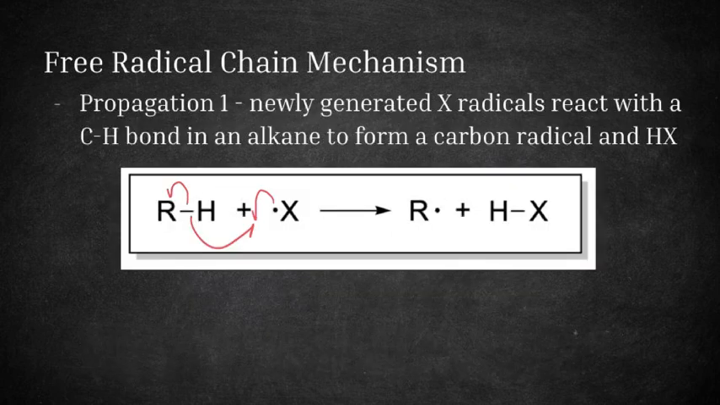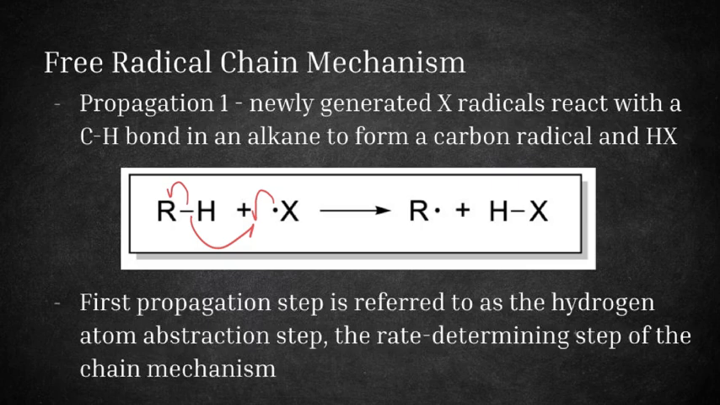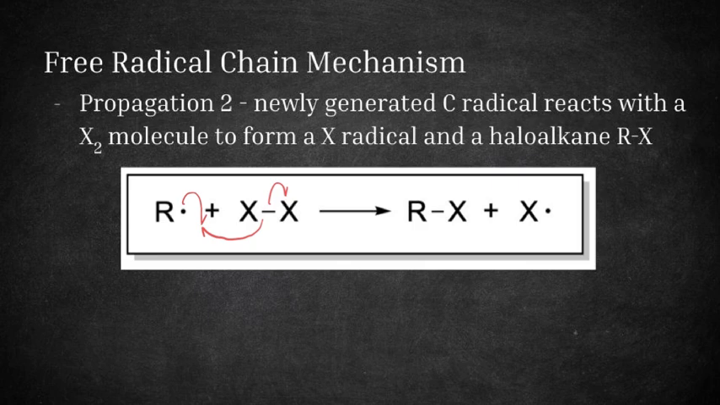Following initiation, the newly generated halogen radicals react with a CH bond in an alkane, breaking the bond and forming a carbon radical. This reaction also results in the formation of an HX bond. This first propagation step is referred to as the hydrogen atom abstraction step, which is the rate-determining step of the chain mechanism. We will revisit the significance of this step later in the video. After the carbon radical is generated, it reacts with a molecule of diatomic halogen, X2, to form the haloalkane product and regenerate a halogen radical. This newly formed halogen radical can then abstract a hydrogen atom from another alkane molecule, continuing the chain reaction.